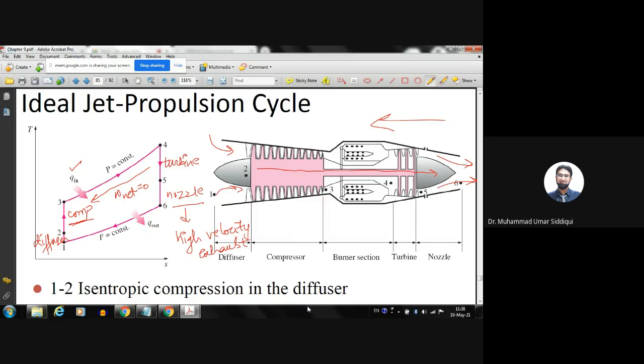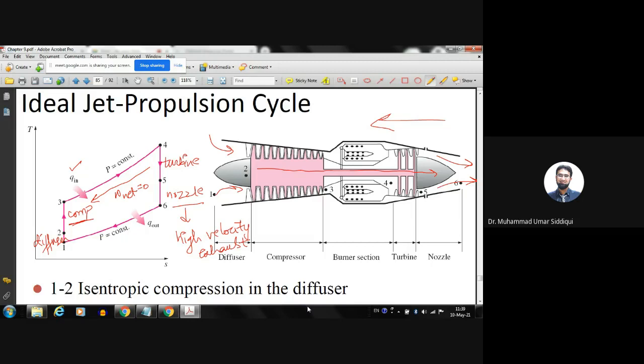And so we have the high velocity exhaust going out at the exit of this jet propulsion cycle, and this high velocity exhaust actually provides the propulsive power, which is needed as an output of this jet engine. Okay, so it's very similar to the Brayton cycle. Two components are added: a nozzle is added with the turbine, and a diffuser is added with the compressor.